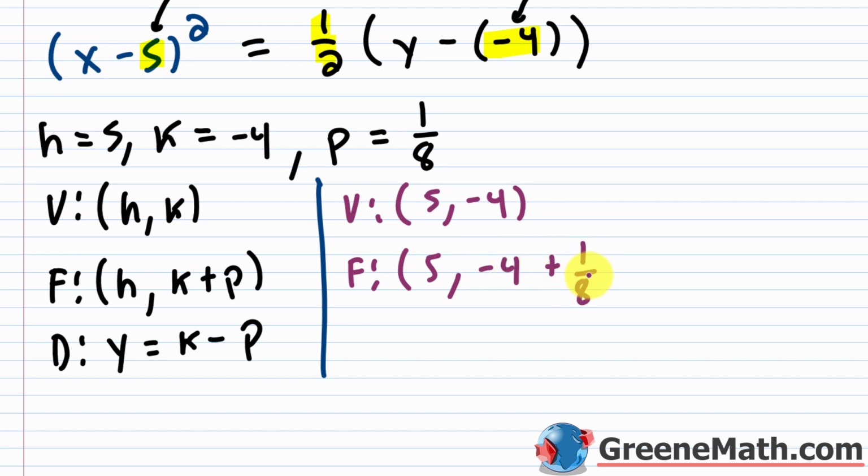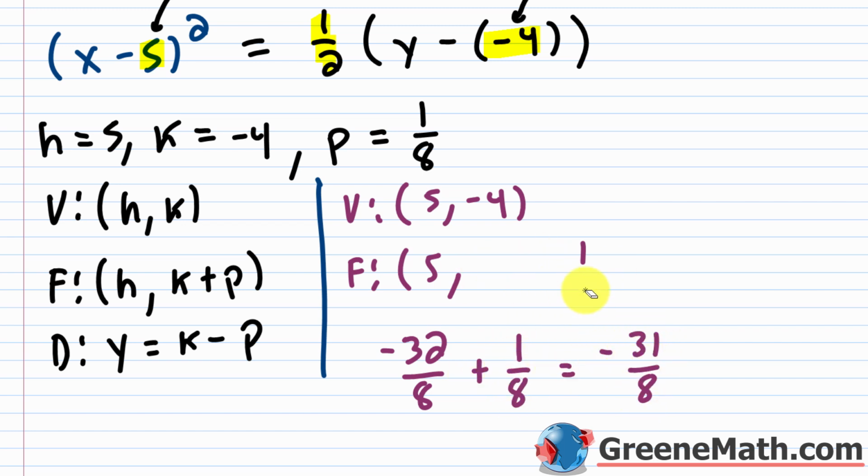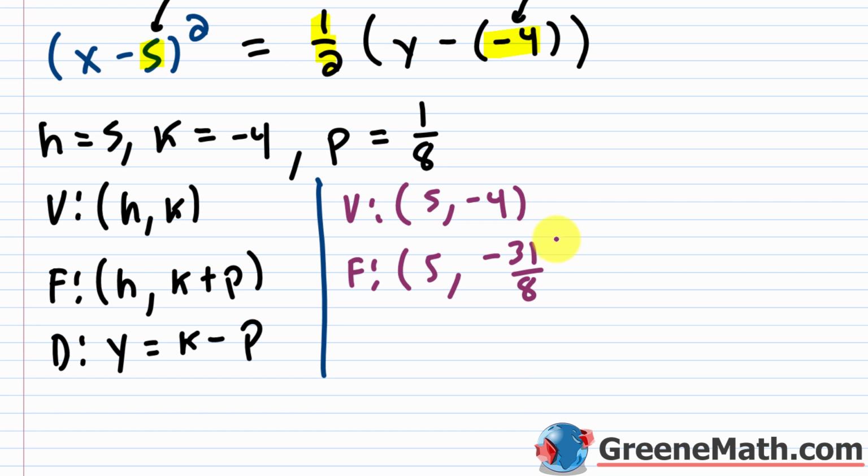Now this one, again, you could do it with a calculator, and you're going to get -3.875, or you can work with fractions. That's going to be up to you. You could say that -4 is -32/8, and then plus 1/8. So this would be -31/8. So whatever form you want to use, it's up to you. I'm just going to stick with fractions because that's what we used for the practice tests. But if you want to use a decimal in that case, that's up to you. So this would be 5, -31/8 or 5, -3.875.